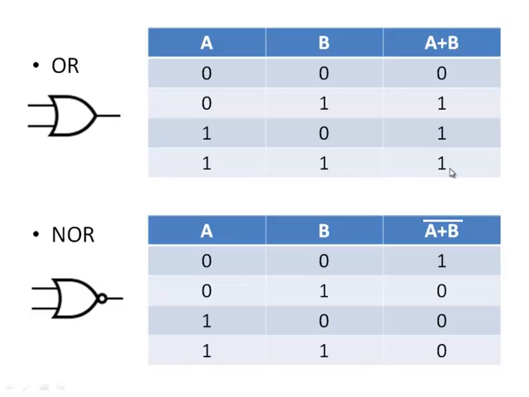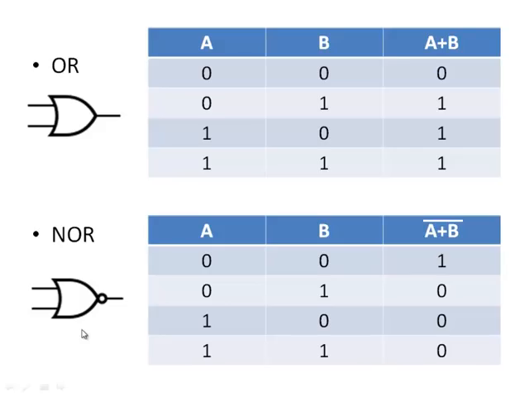And again, you can see the plus symbol here doesn't mean add A plus B, it means A or B. And so we can see the truth table: if both A and B are 0, the output of an OR operation is 0. If either one input is 1 or both inputs are 1, the output is 1. Fairly straightforward. The gate below is the NOR gate.